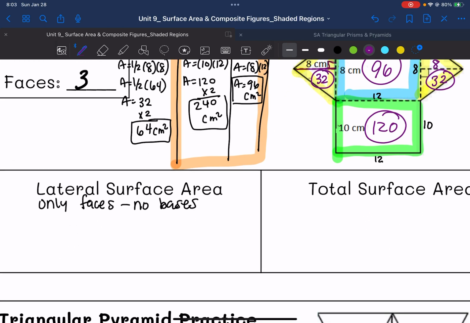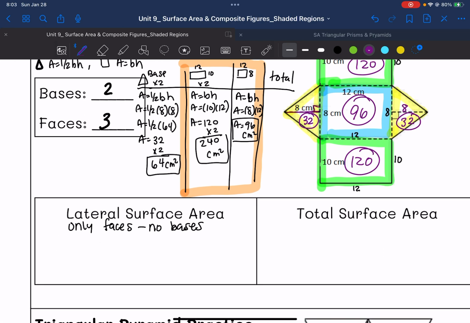So here you can either go by what you have if you're just finding each part, okay? So 120 plus 120 plus 96. Or if you did the T-chart like I did, all you have to do is 240 plus 96, which would give us 336 centimeters squared, okay? That is lateral surface area. These two added together would be 336 centimeters squared, okay?